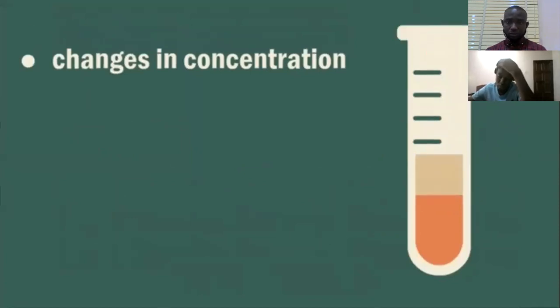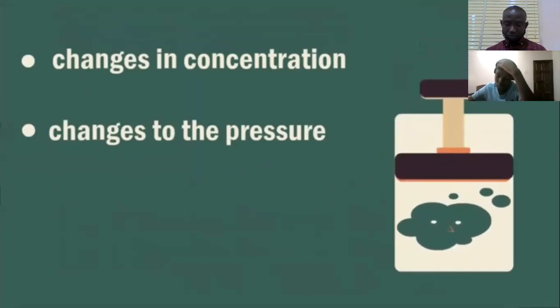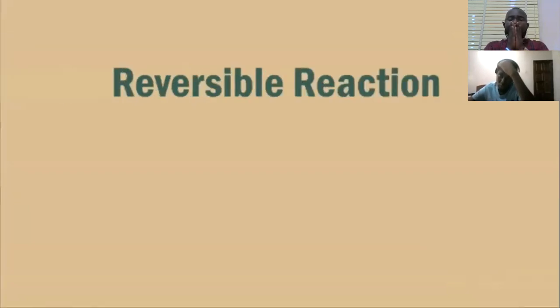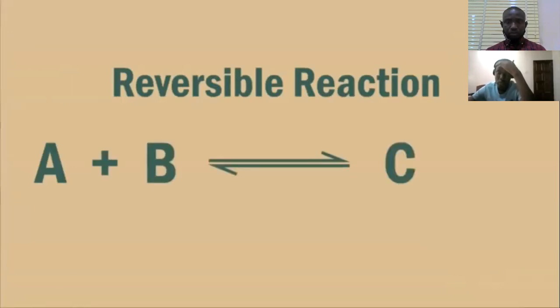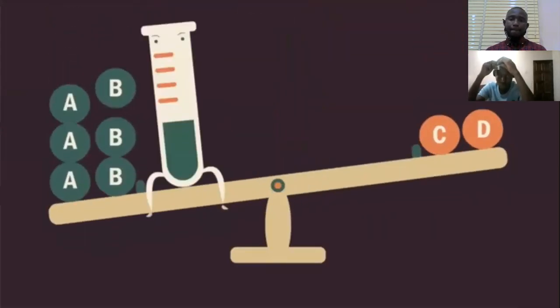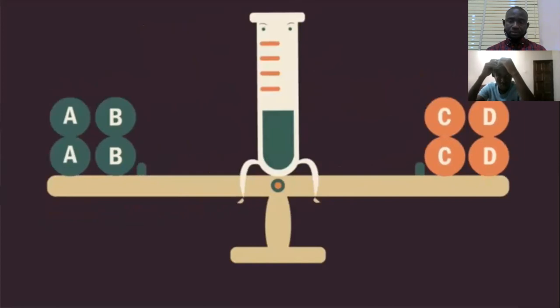The stresses are changes to the concentration of either the reactants or products, changes to the pressure, although this is only applicable to gaseous systems, and changes to the temperature. Let's examine a hypothetical reversible reaction at equilibrium where reactant A reacts with reactant B to form product C and product D. If we added more A and B, the system becomes stressed and is no longer at equilibrium. To counteract the stress, the system forms more C and D in order to remove the excess A and B.